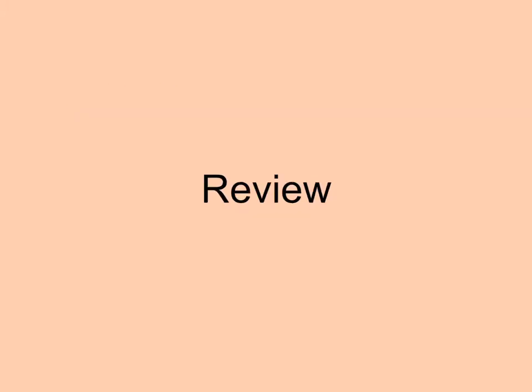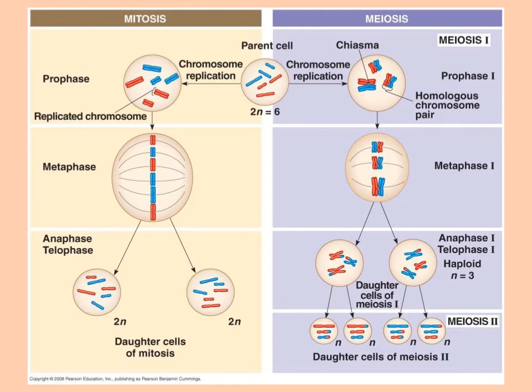So make sure you know the differences between mitosis and meiosis for your exam. This diagram starts with the parent cell with a diploid number of 6. That's what the 2n equals 6 means. Mitosis goes through 1 cell division and produces identical diploid cells, while meiosis goes through 2 cell divisions and produces 4 haploid cells.